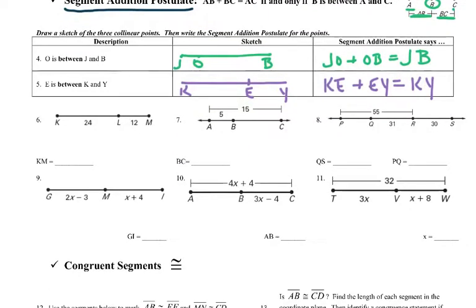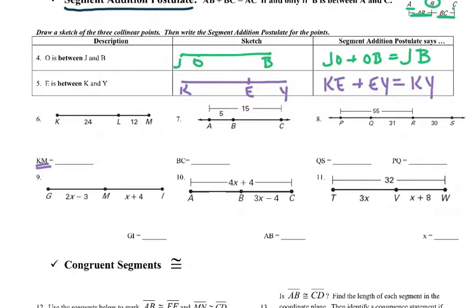So I see that KL is 24 and LM is 12, and it's asking me for KM. So it's asking me for the whole segment. So I'm either going to add those numbers or subtract them. What do you think I would do? You're right, you would add them up. 24 plus 12 gives the whole segment is 36.